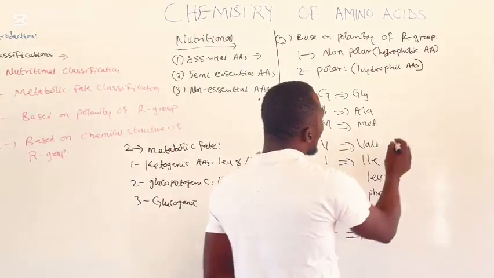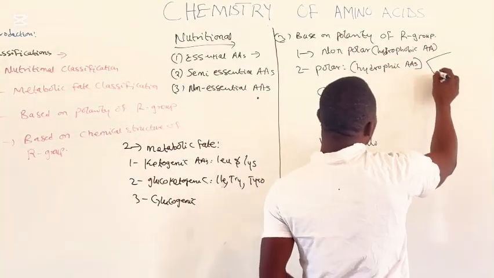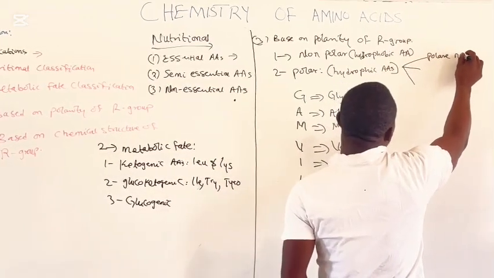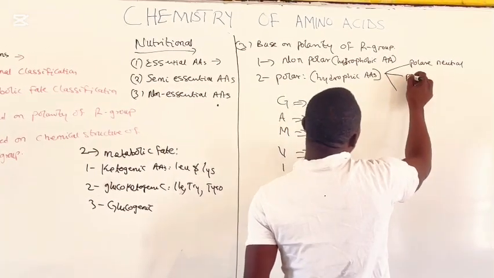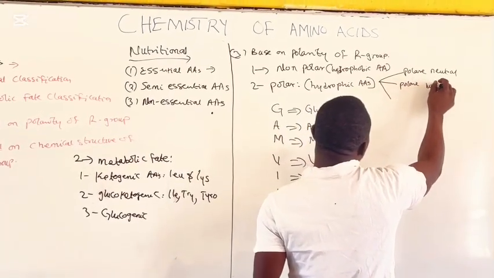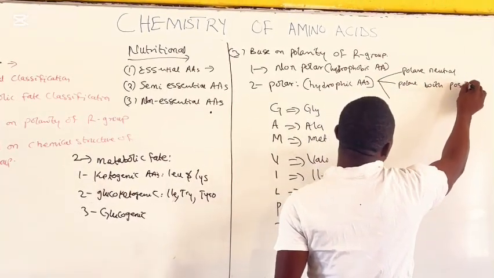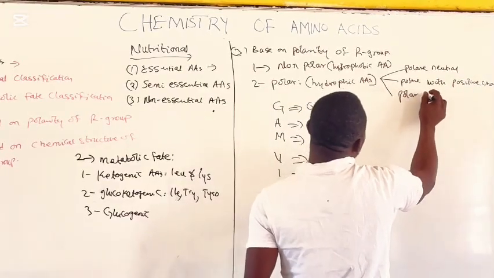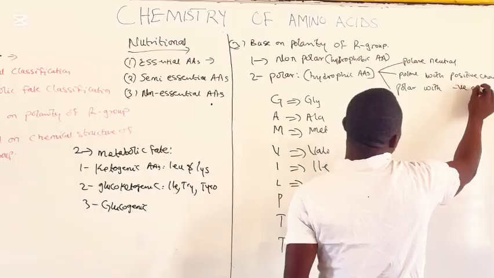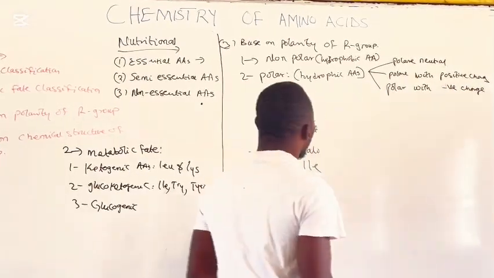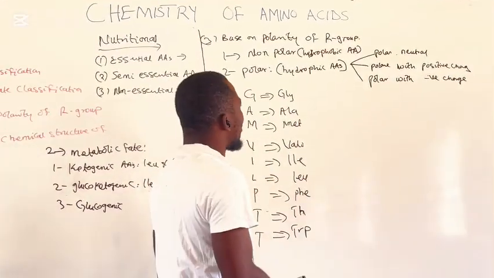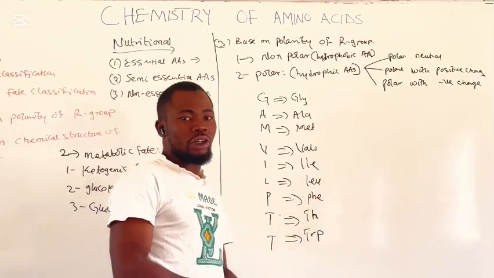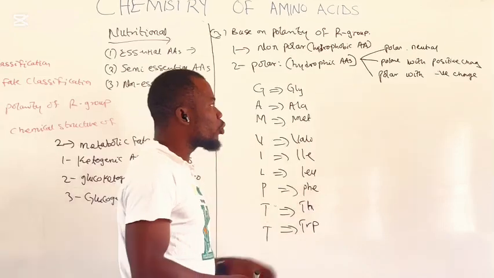Now, polar amino acids are further classified into three groups. There is polar neutral, polar with positive charge, and polar with negative charge. Polar neutral amino acids, compared to the non-polar amino acids, are water soluble because they contain a functional group which forms hydrogen bonds with water.